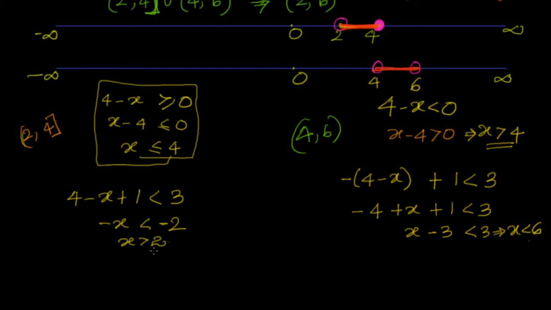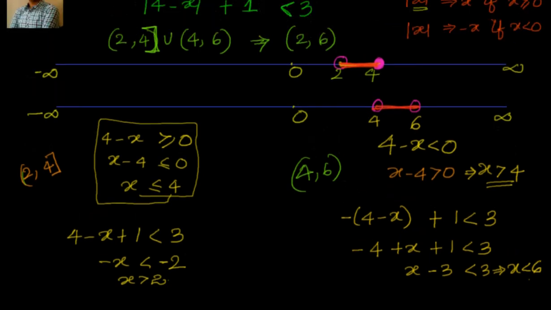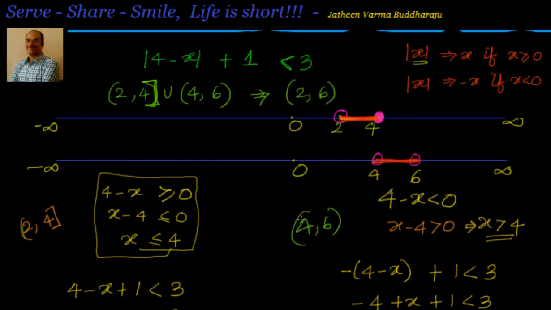So according to the constraints, we have x greater than or equal to 2, but we know that x should be less than or equal to 4. So it is between 2 and 4. Similarly, here x is less than 6, but x should be greater than 4. So you add them, because for the modulus function you are considering two scenarios, you have to add them up. So your answer will be 2 comma 6.